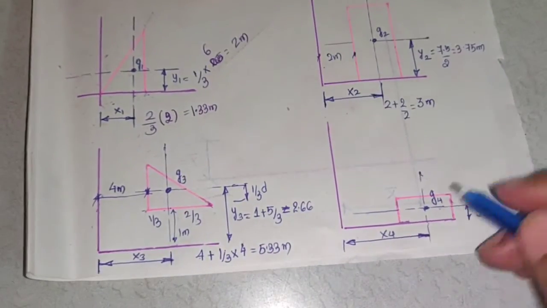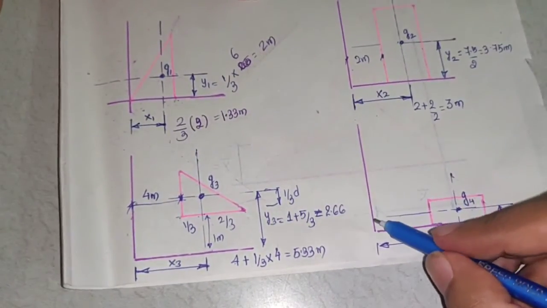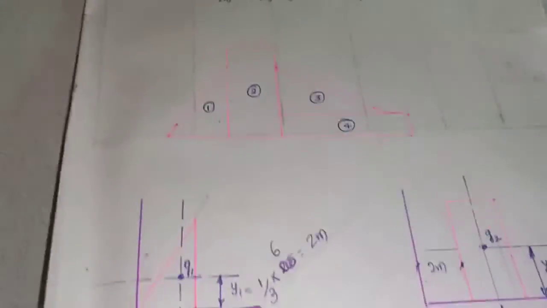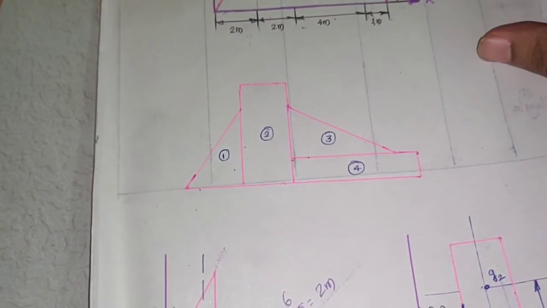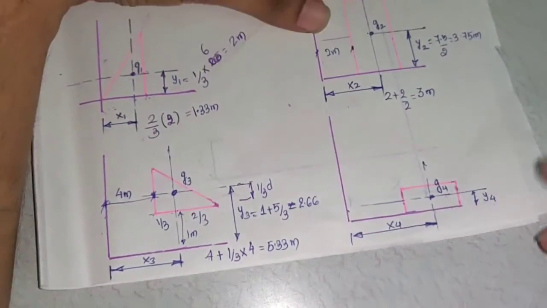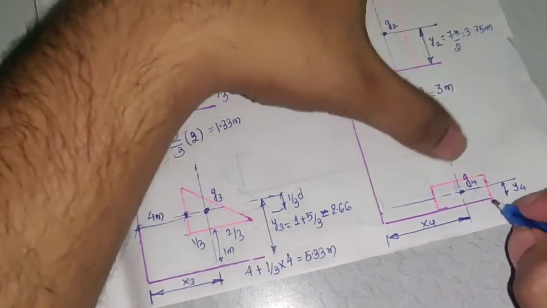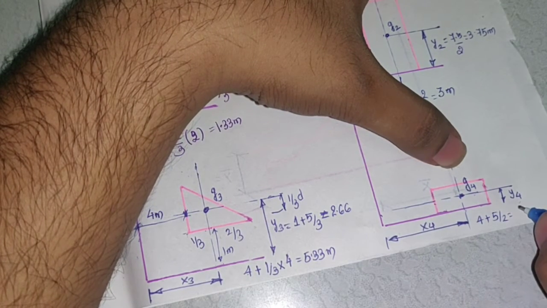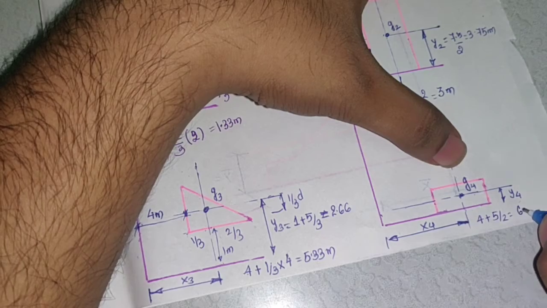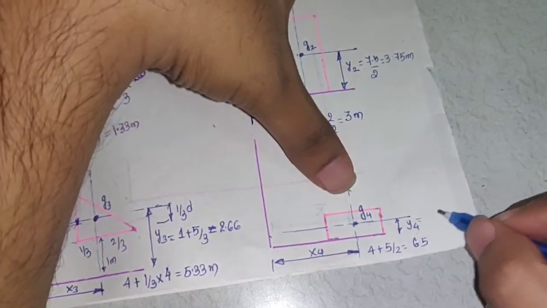Now going on to this, what is x4 distance? From here to here, how much is the distance? From here to here it is 4 meters. So 4 plus, what is the width of this? This is 5 meters. So this will be 4 plus 5 by 2, so this will be 6.5 meters.